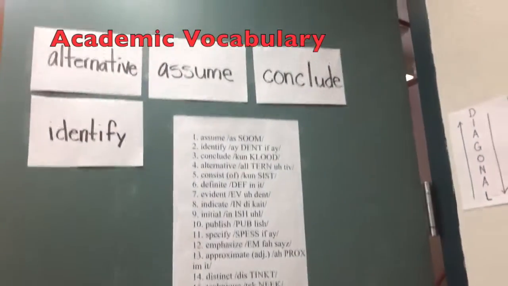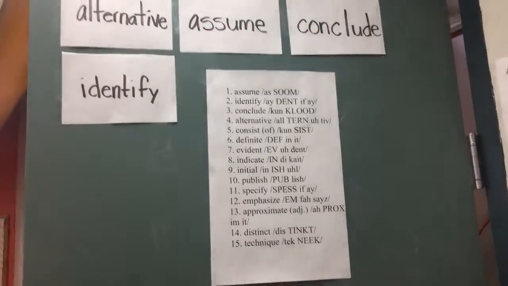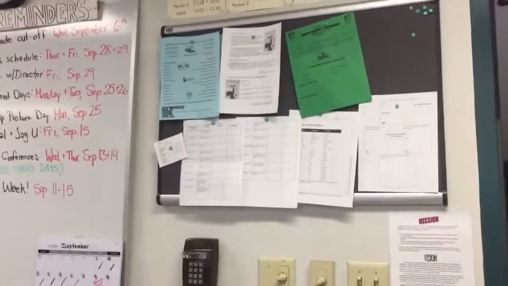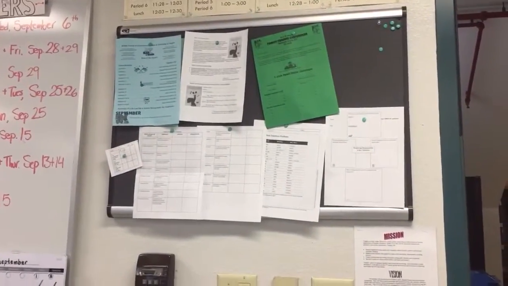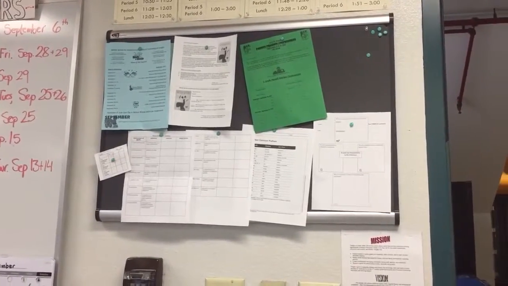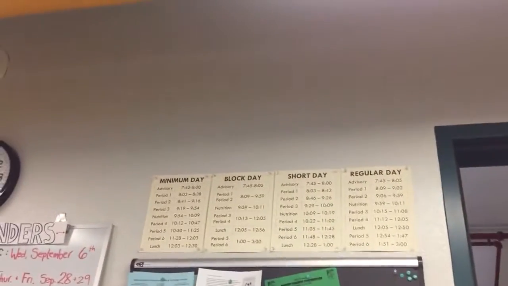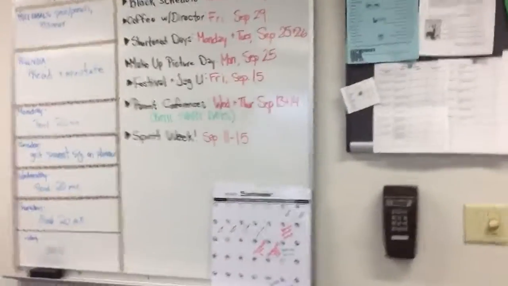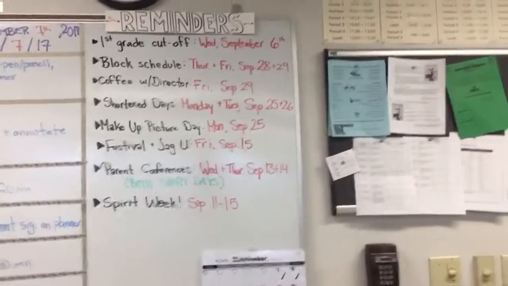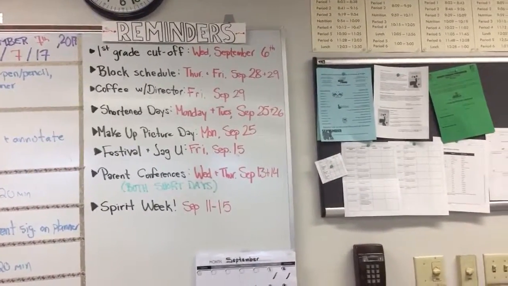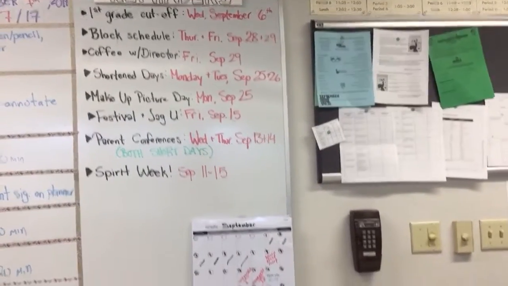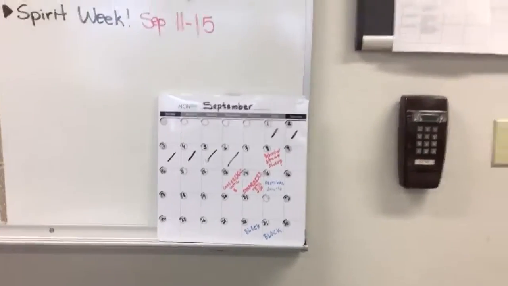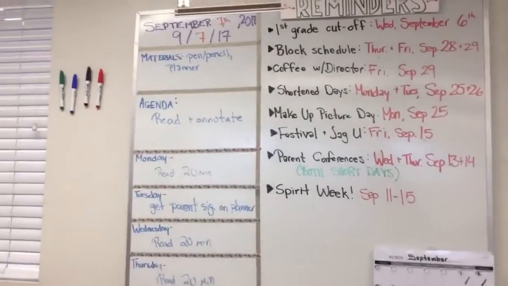On the door, you will see some academic vocabulary that is useful to use, whether verbally or written, when you are answering questions. Over here, you'll see the bulletin. So these are handouts that are given for school-wide events, such as conferences. So if you ever miss that, it's on my bulletin board. Above that are the schedules for minimum day, block schedule, and shortened day, as well as regular day. So if you're ever wondering what times we get out, those are the schedules. The reminders board is also very important. This is the board that has important dates, such as grade cutoff or coffee with the director. And below that is a calendar that's day by day, so you'll see when those dates or those events are occurring.